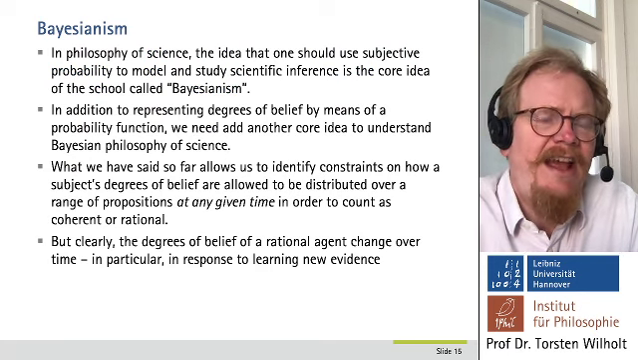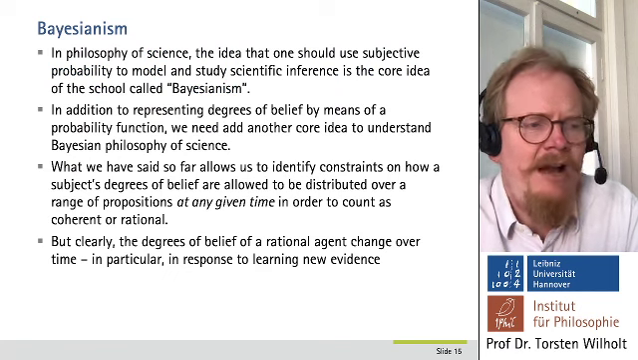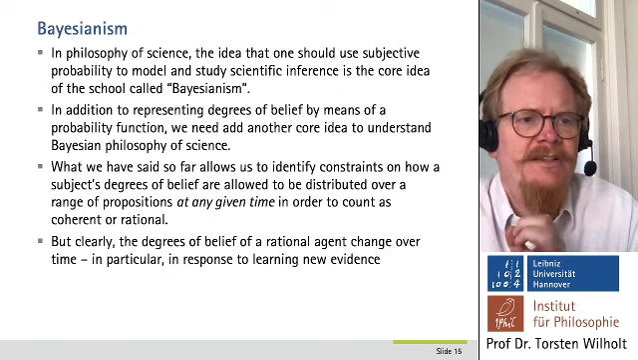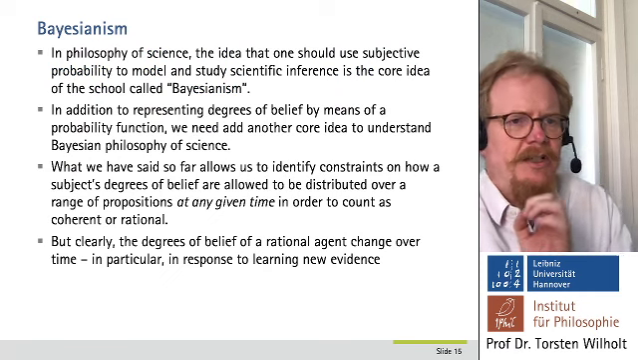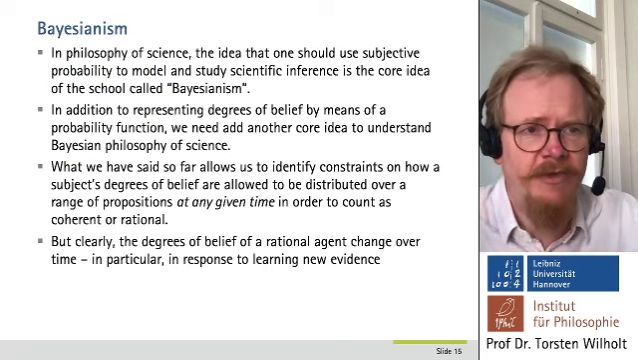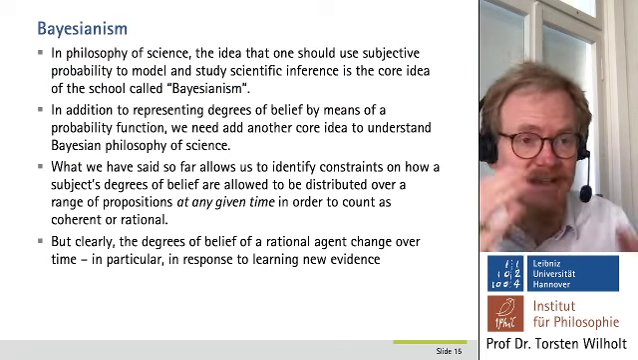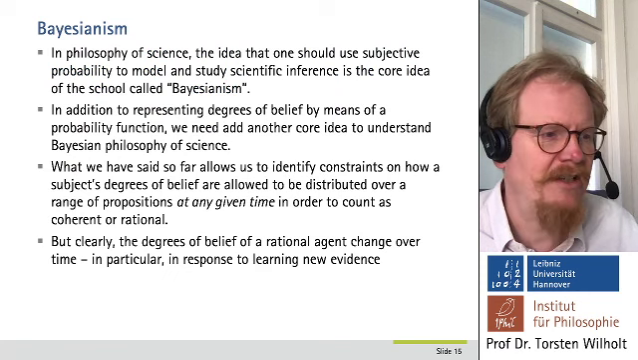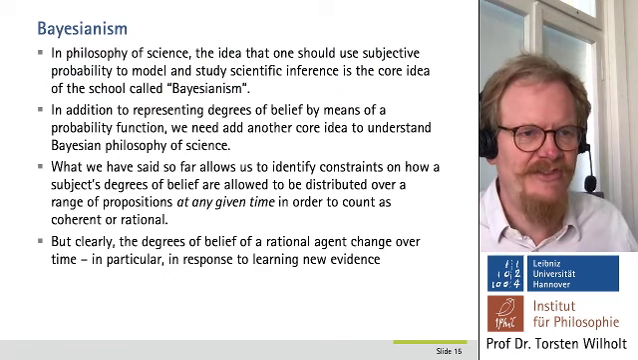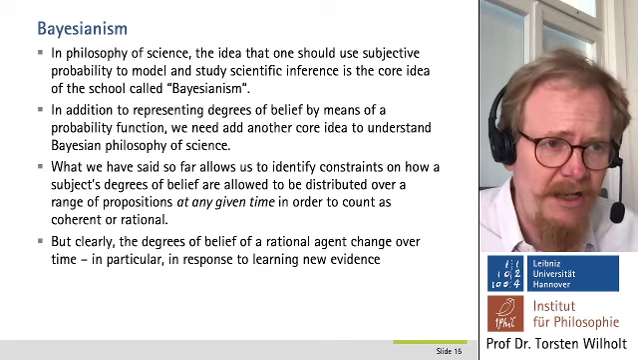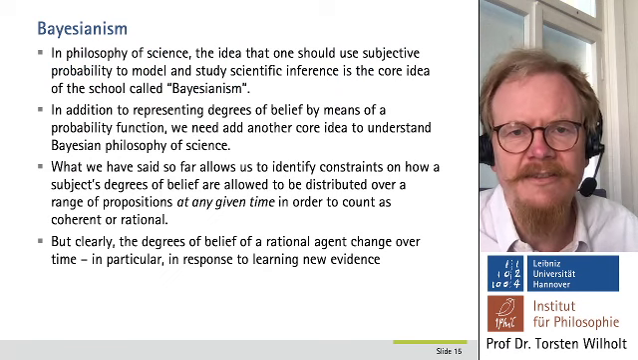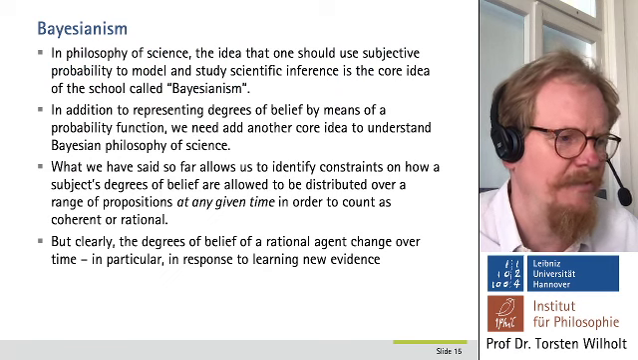So Bayesians have a normative idea on how changes in degrees of belief ought to come to pass. So there's not only constraints about how degrees of belief should be distributed over your range of beliefs at any given time, but there is also a constraint on how you should change your degrees of belief in response to learning new evidence. And this is articulated in the so-called rule of conditionalization.